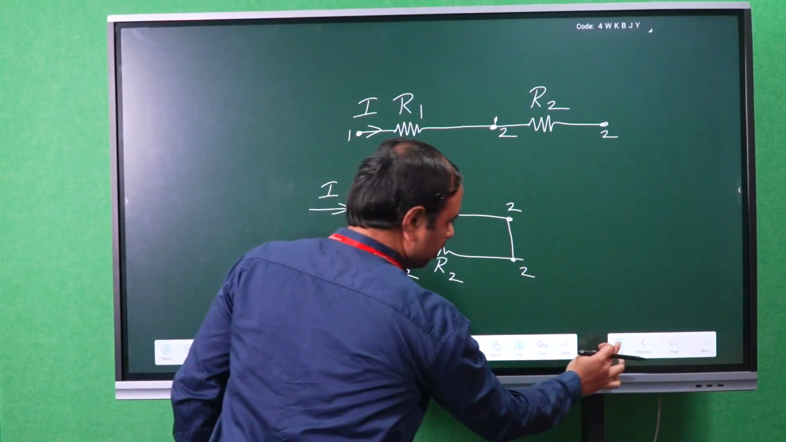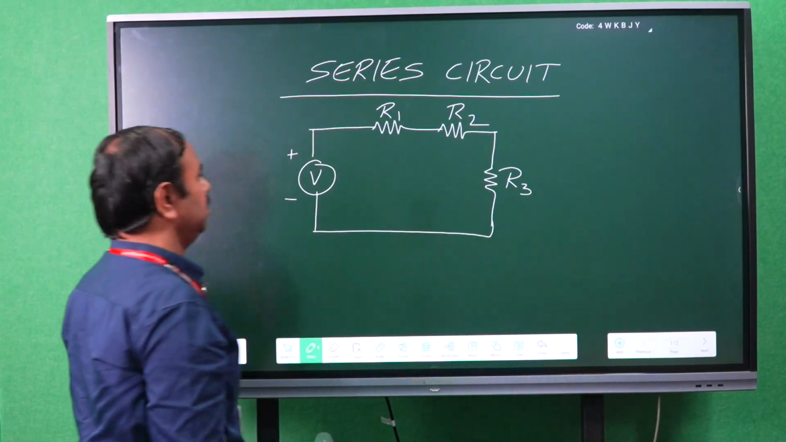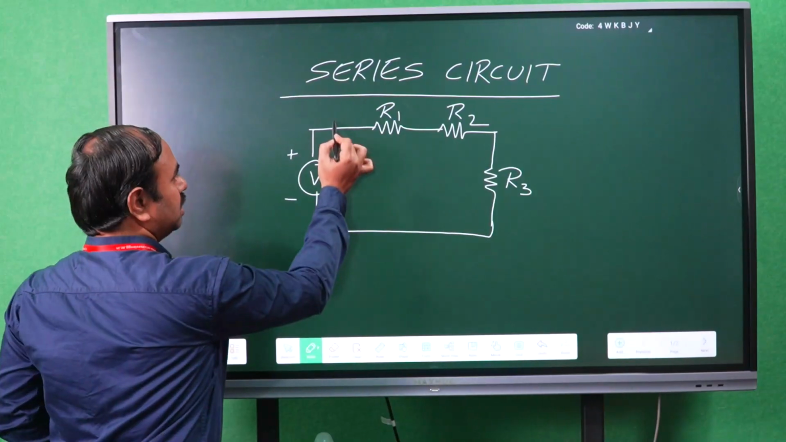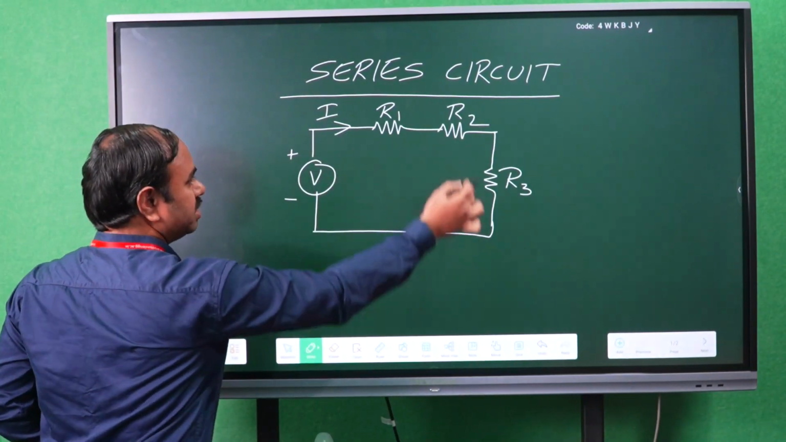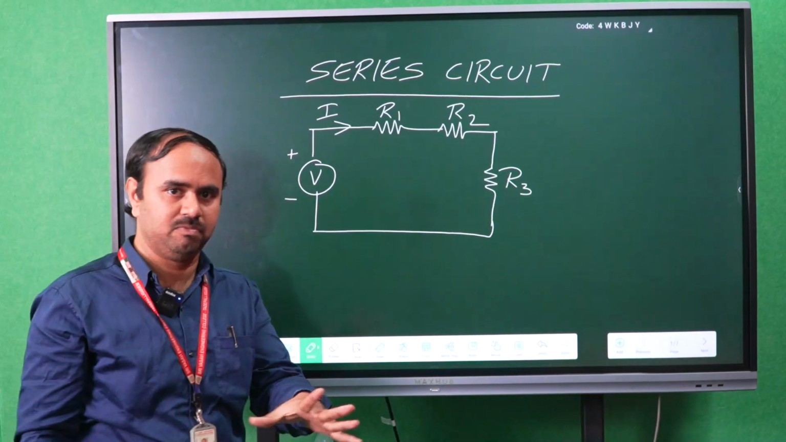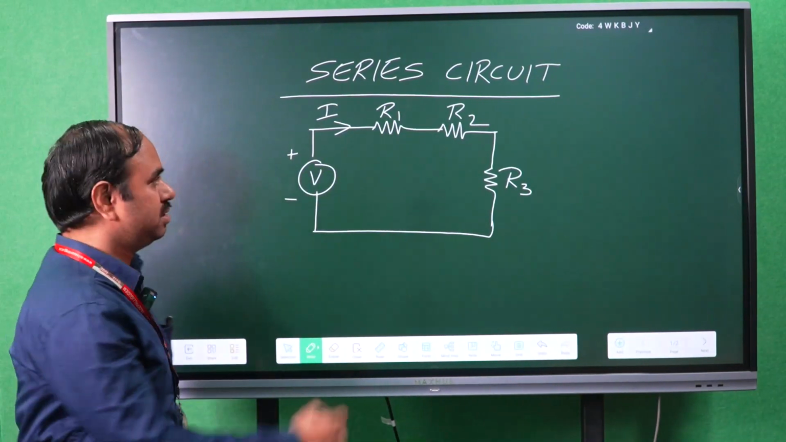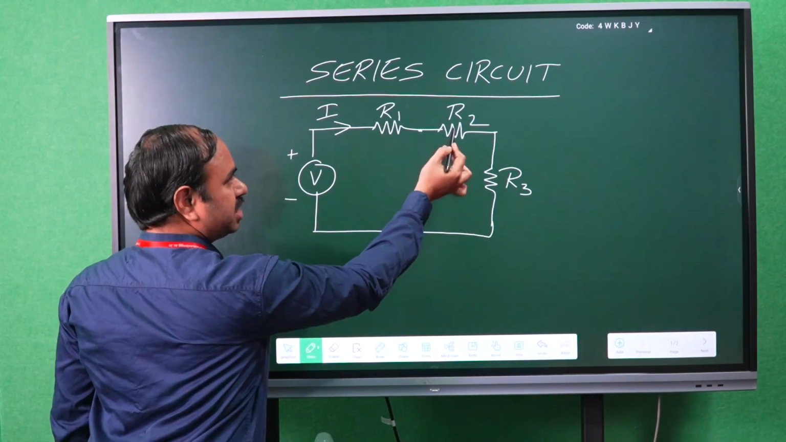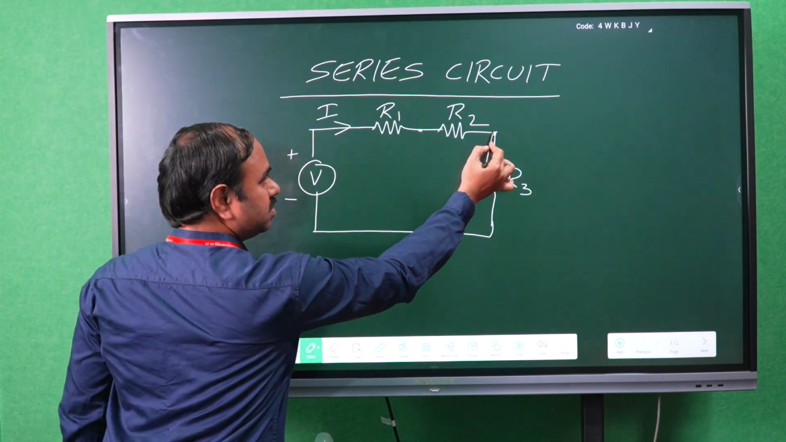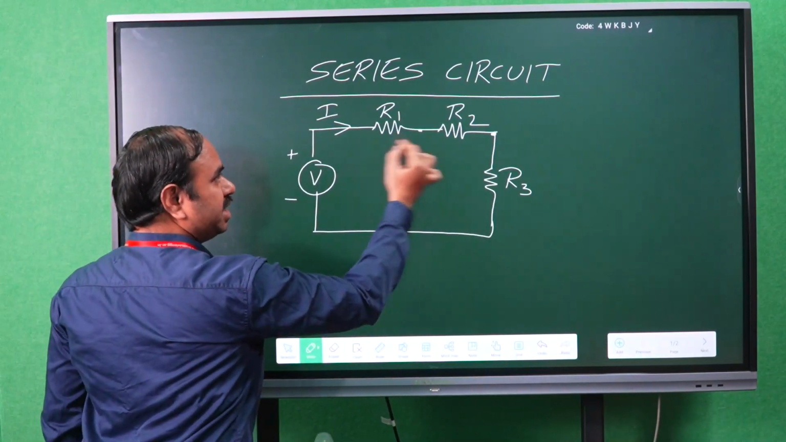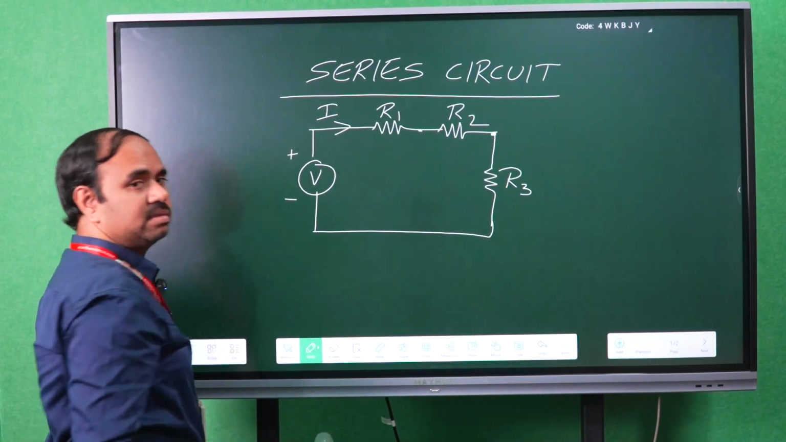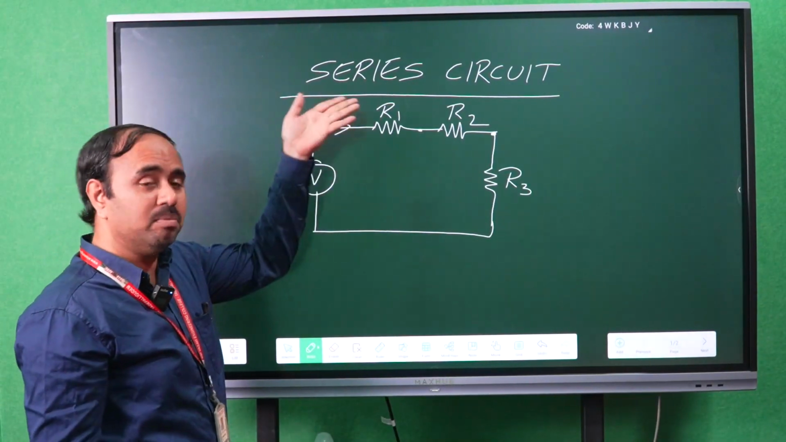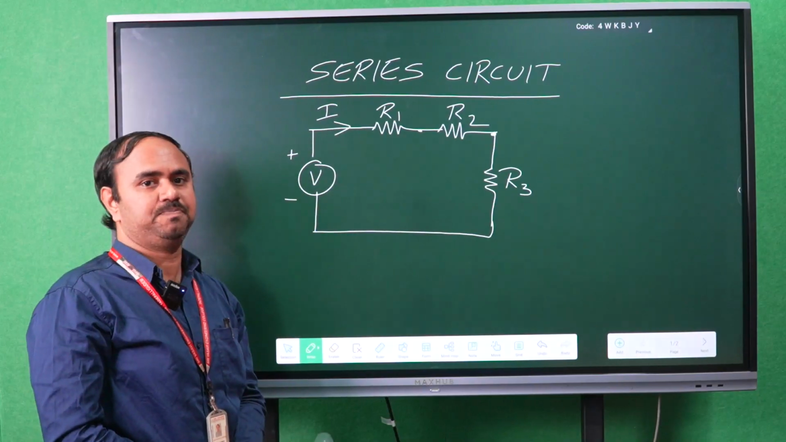Let me explain with an example. In this circuit, V is the voltage source, and the current I flowing in this entire circuit will be the same. Why? Because it is a series circuit. See, R1 is connected and the second end of R1 is connected to the first end of R2. Similarly, R3 also. So continuously we are connecting the resistances R1, R2 and R3, which forms a series circuit.